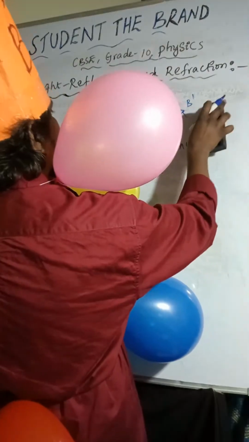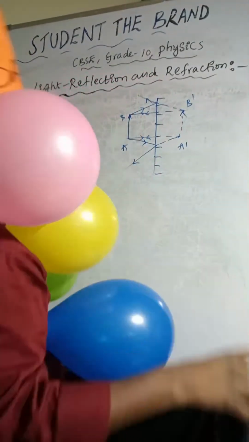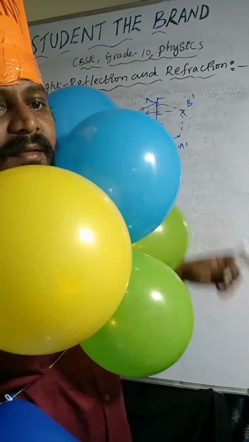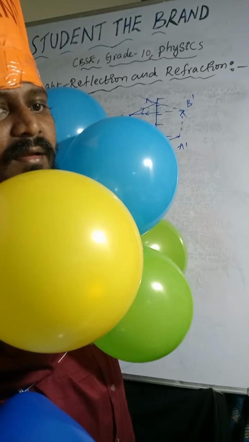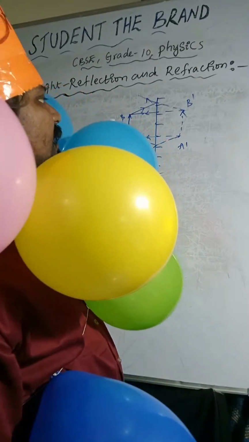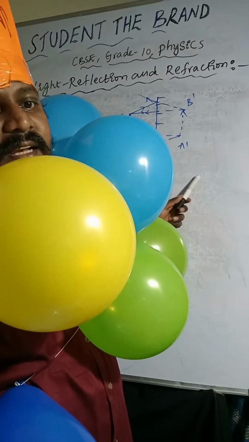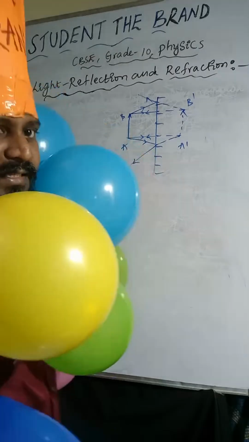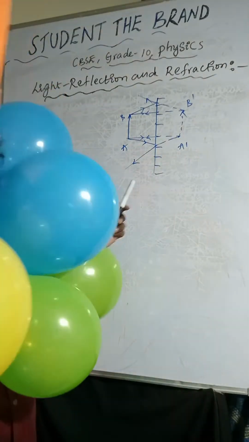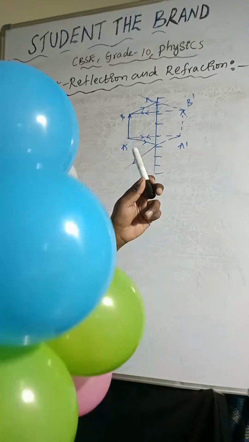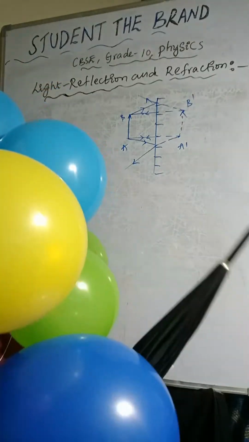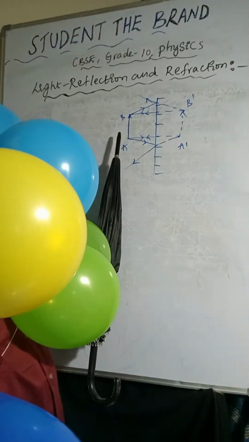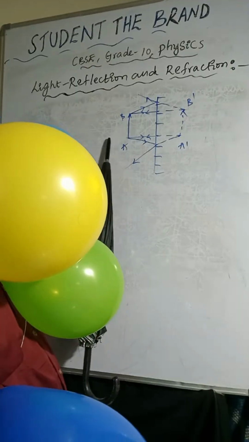Okay, so here you can observe what type of image it is. Object is real, image is virtual. Object is virtual, image is real. Vice versa, it will take place. As I discussed in the previous case, if object is real, image will be virtual. Object is virtual, image is real. Okay, so we can take like this.